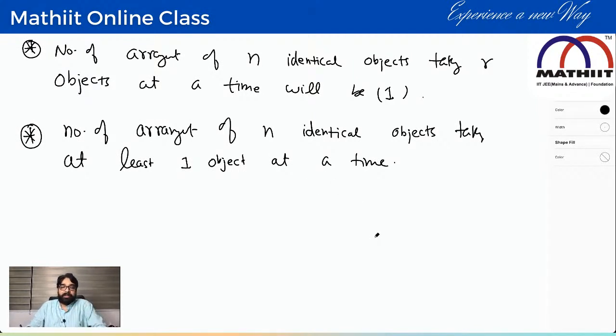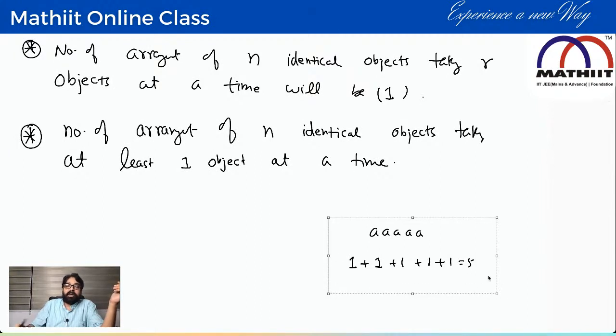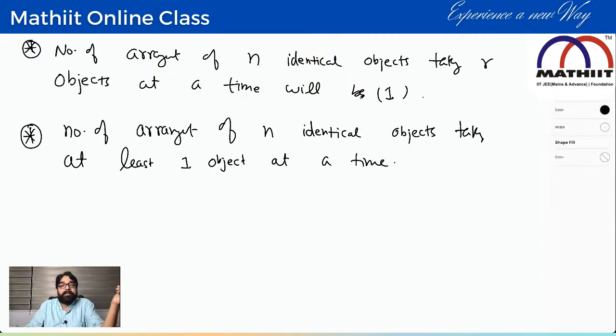Think carefully. Suppose I say arrange these letters, taking at least one object at a time. If I take one object, only one way I can arrange. Or I can take two objects, how many ways can I arrange? One way. Or I can take three, four, or five objects. So a total of 5 ways will come. Same way, n objects are there, so at least one object: 1 plus 1 plus 1, n times, will be n.